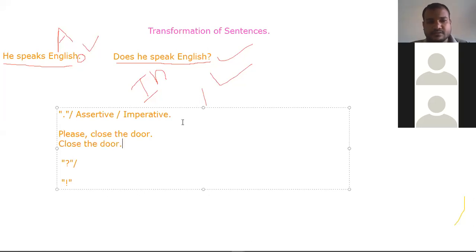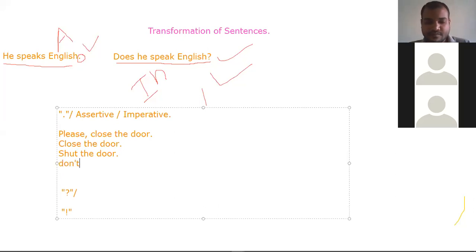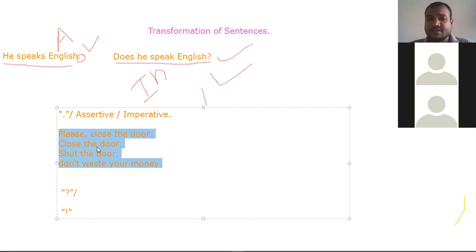Close the door. Request or suggestion? Suggestion. Close the door. It's an order. Okay. Order, sir. Yes. Shut the door. Right. Don't waste your money, or don't waste money. Right. So if you look at all these examples, are you able to identify whether it is imperative or assertive? These are all imperative sentences, correct?